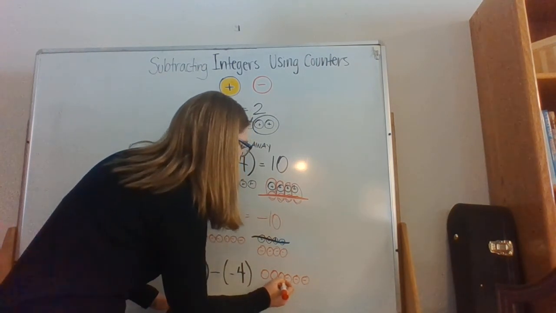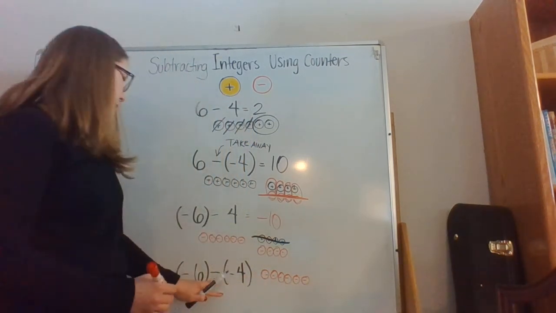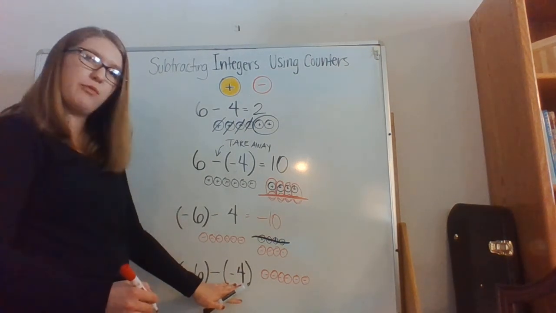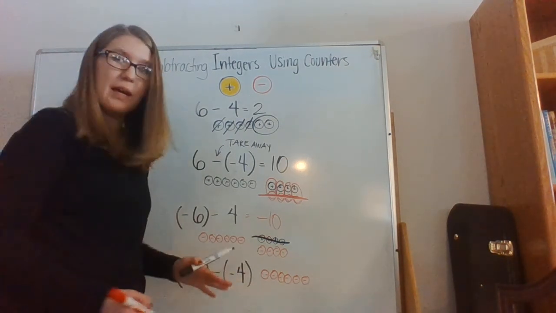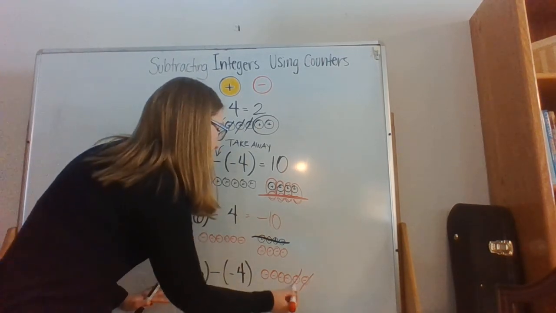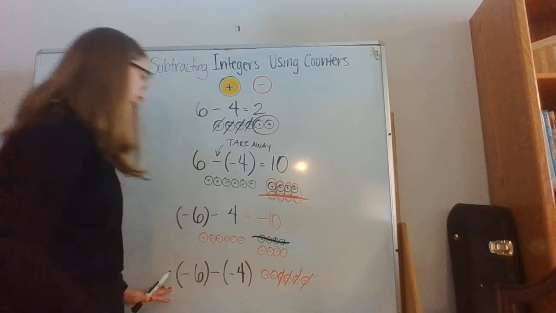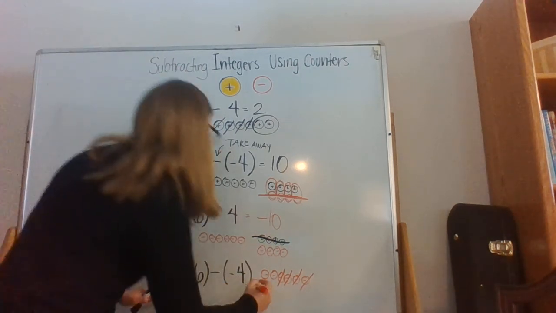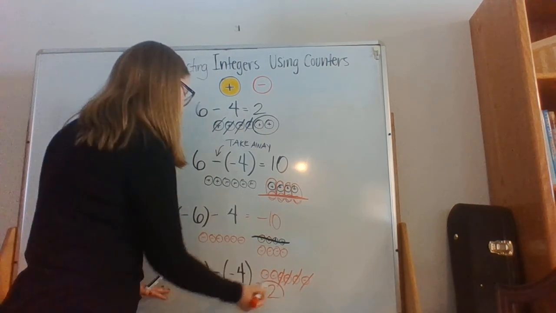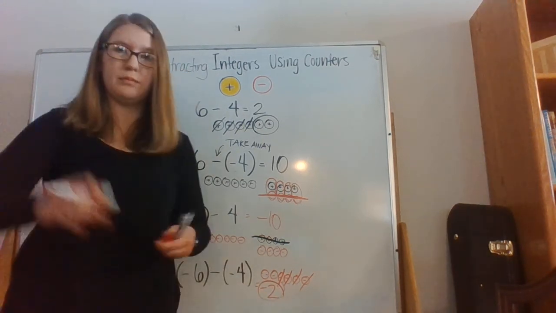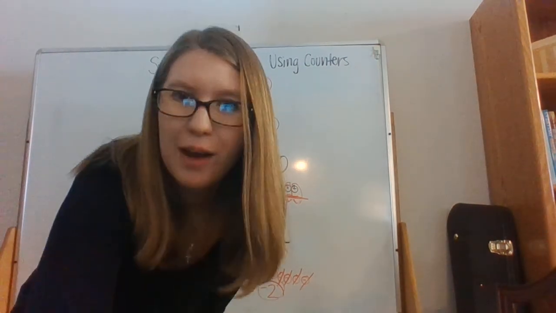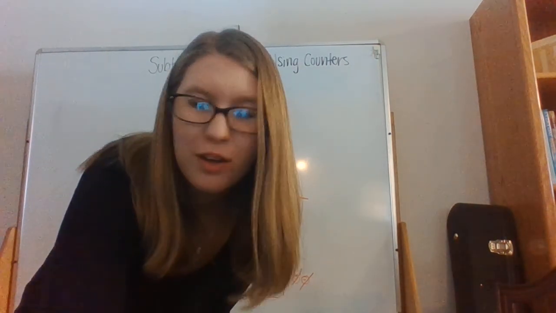So I have 6 negative counters here. Now I am going to take away negative 4. So I have negatives to take away. I can take them away. So I'm going to take away those 4 negatives. And what am I left with? Negative 2 left over. Okay, so hopefully that helped you remember how to use subtraction with counters.